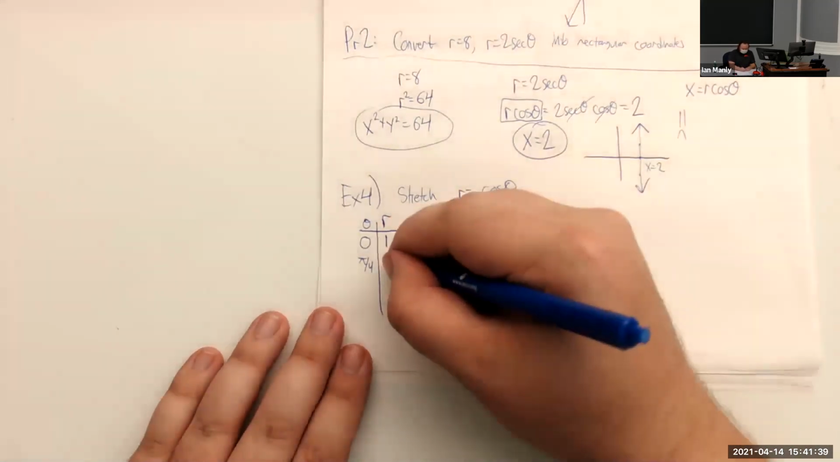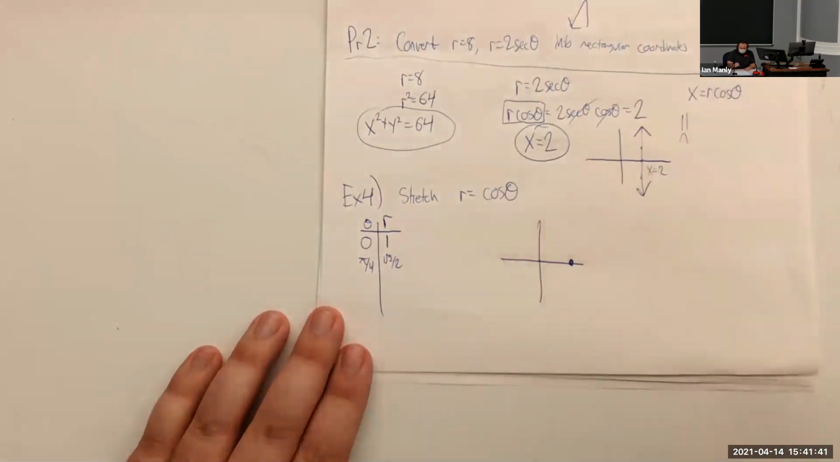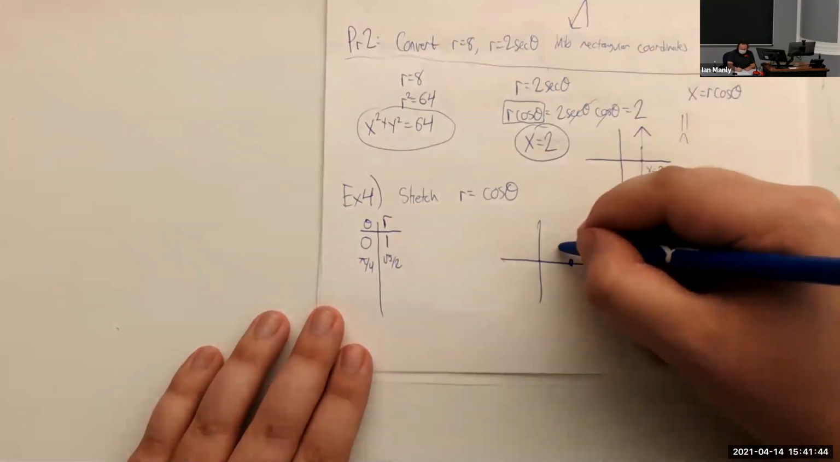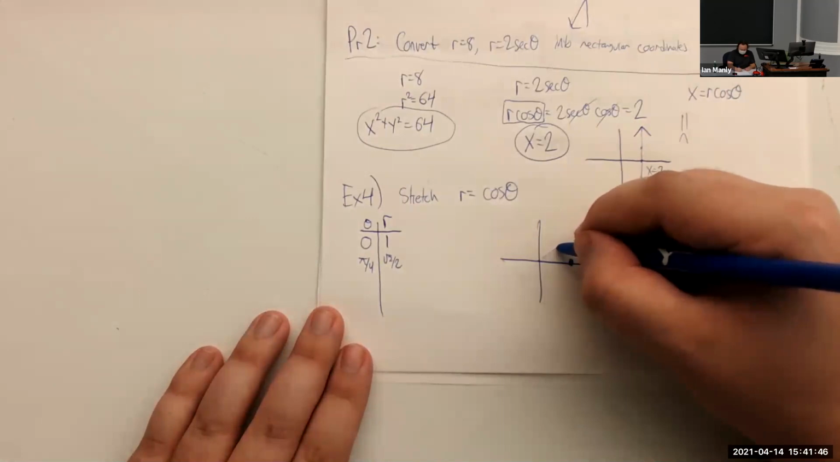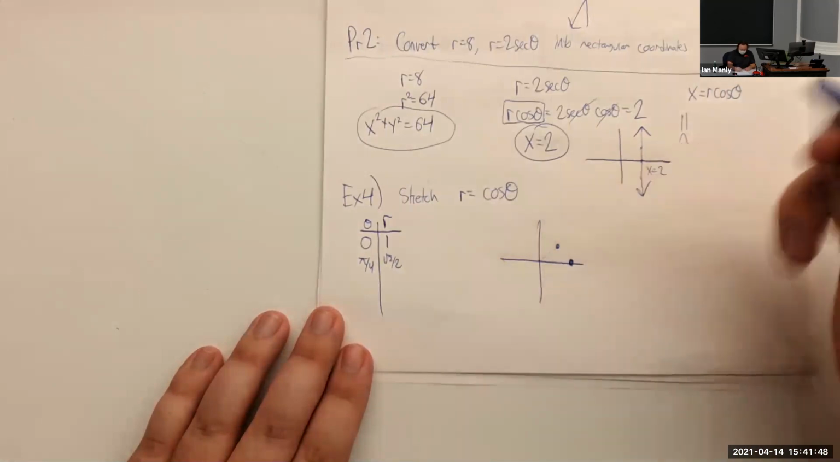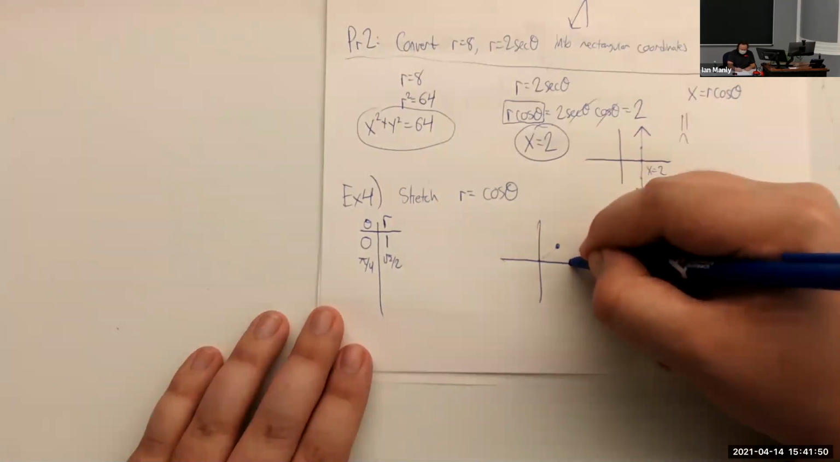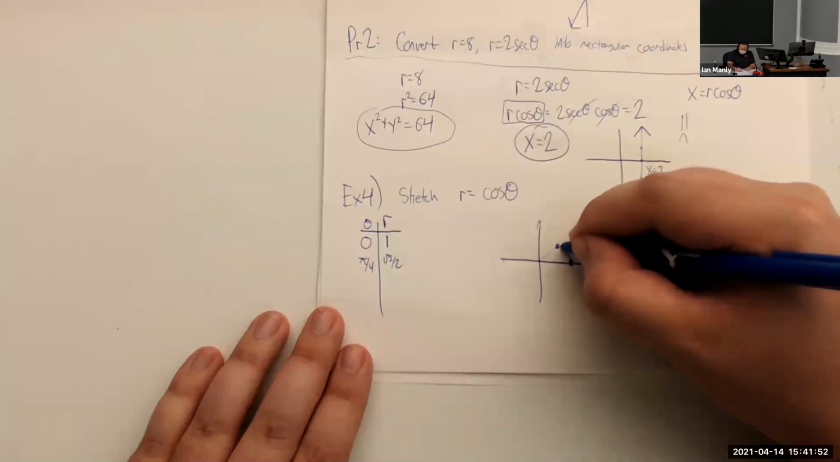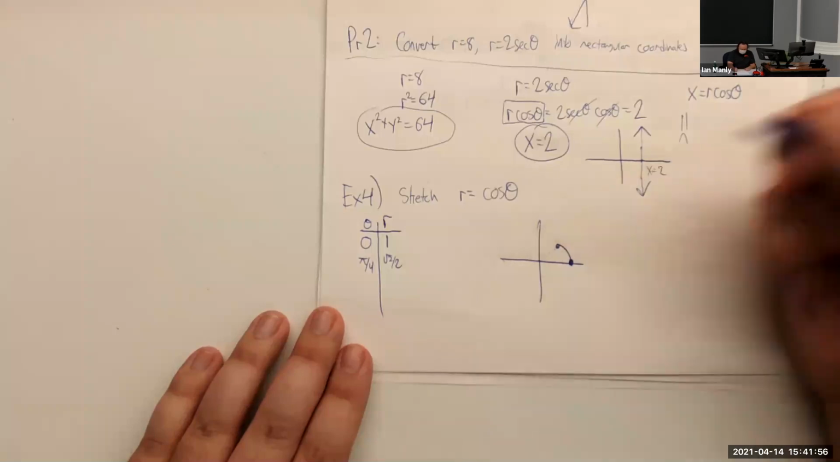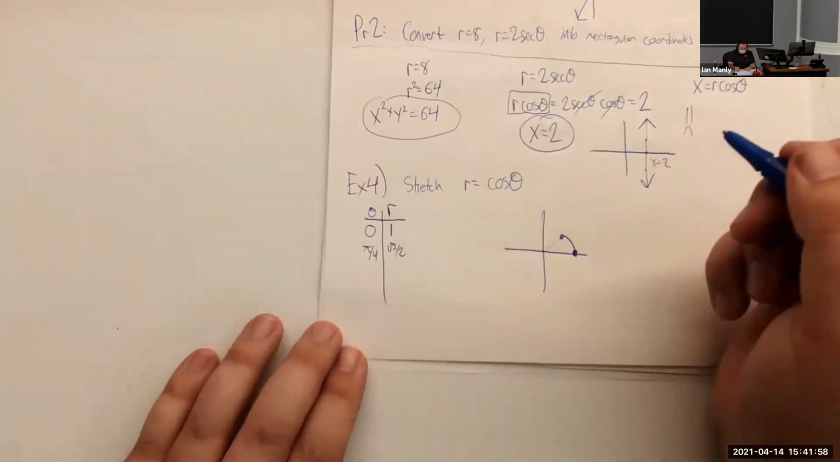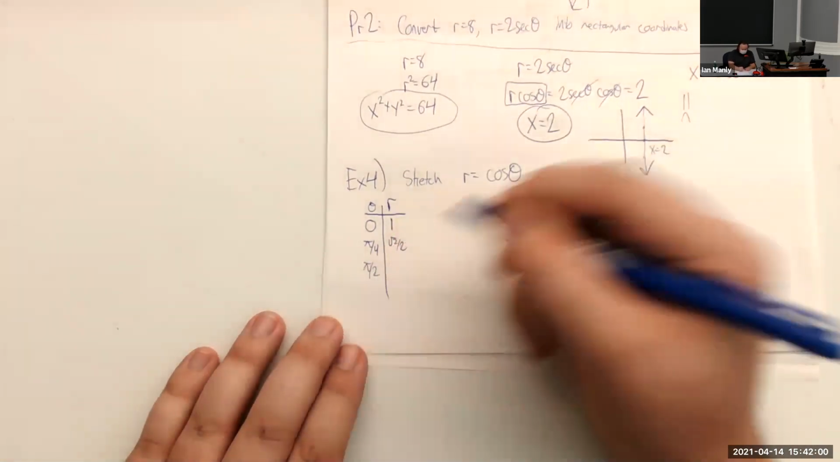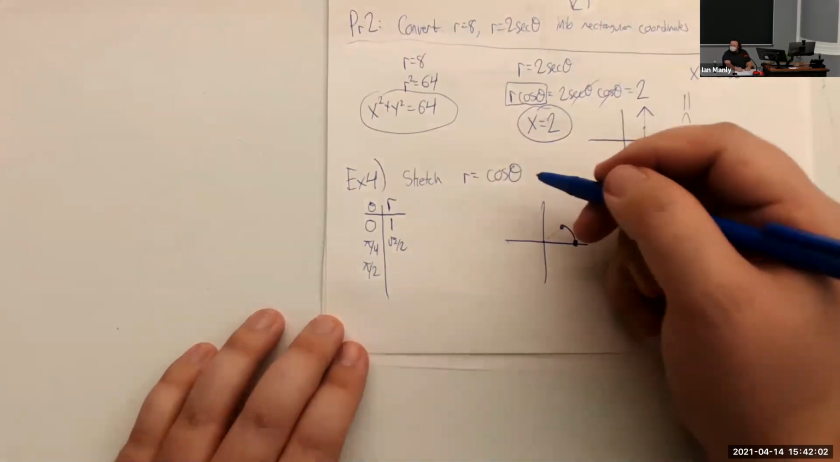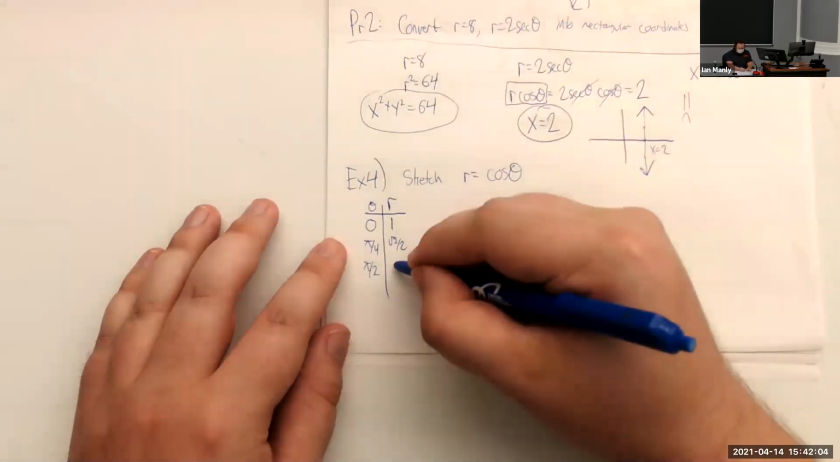Next, we'll have pi over 4. Cosine of pi over 4 is root 2 over 2, or about 0.7-ish, so a little bit closer. So we go in the pi over 4 direction, and we go a little bit closer to the origin. And what we want to do is we kind of want to connect these by a sort of a curved arc right here. That's usually how we do it with polar coordinates. Next, we have pi over 2. Cosine of pi over 2 is going to be 0.